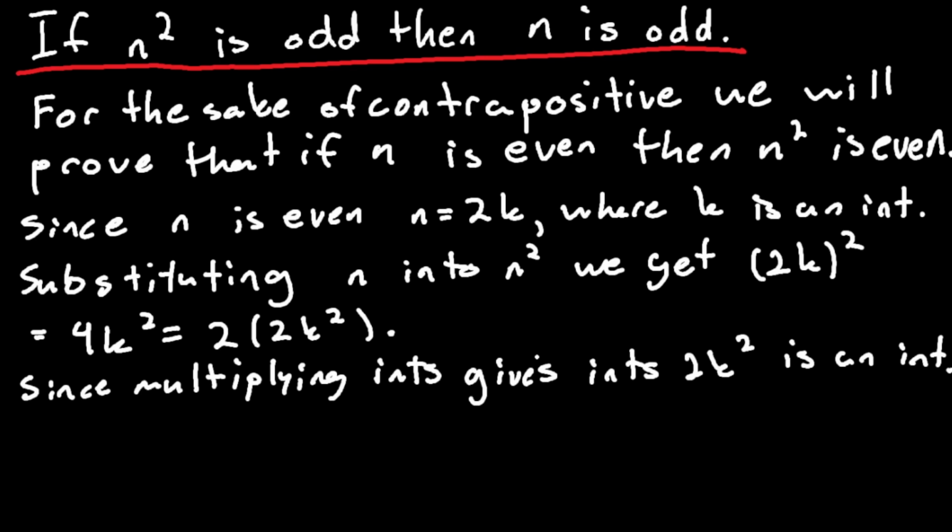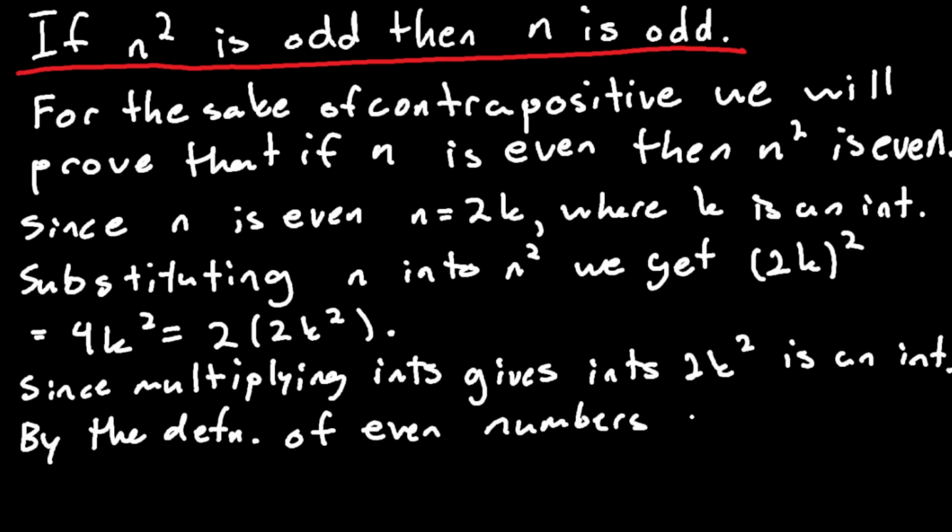Now, I wrote down, since multiplying ints gives ints, 2k squared is also an integer. We have an integer here, and that integer is multiplied by 2. Remember, this was n squared before. That means when n is equal to 2k, or when n is an even number, n squared is also an even number. So we can write down, by the definition of even numbers, n squared is also even.